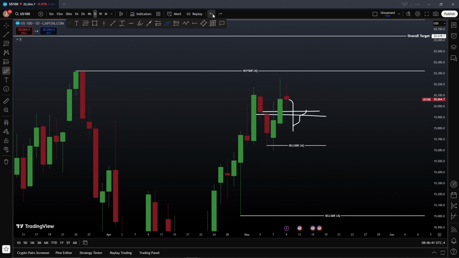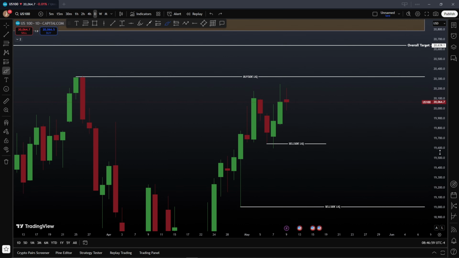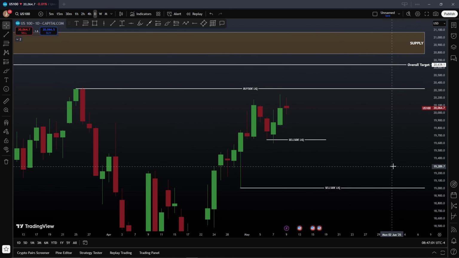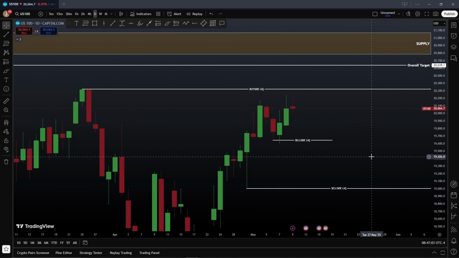But if we find ourselves having a tap back into this area and have somewhat of a rejection candle, this will simply mean that we are having a further continuation move back towards the upside, back into our buy side liquidity. So just based off market structure, I'm still expecting price to have some upside momentum, but overall, I'm still sticking with my bias.